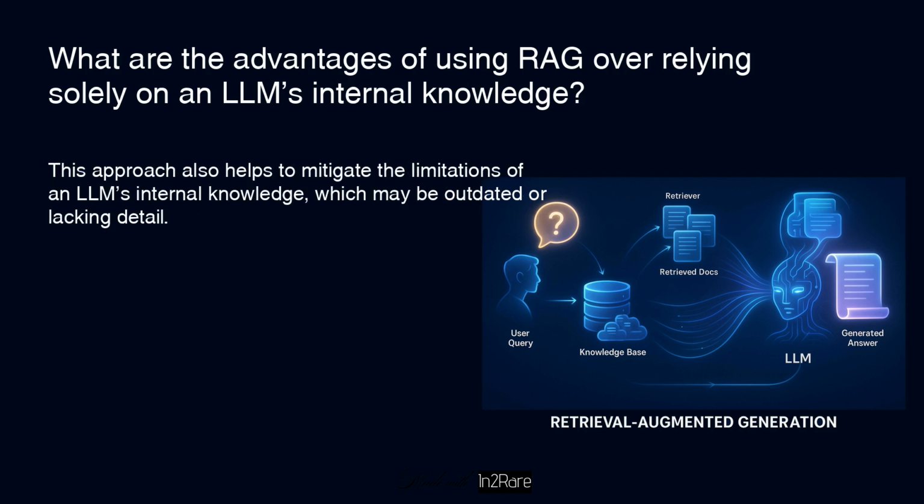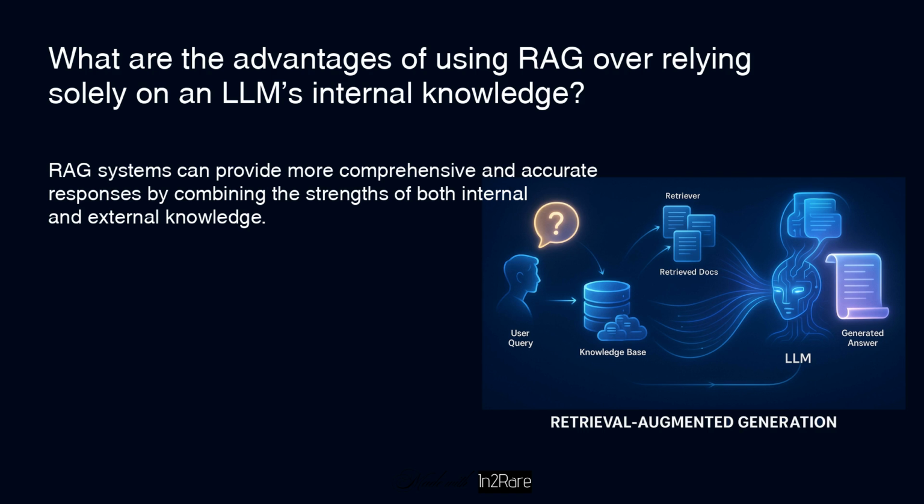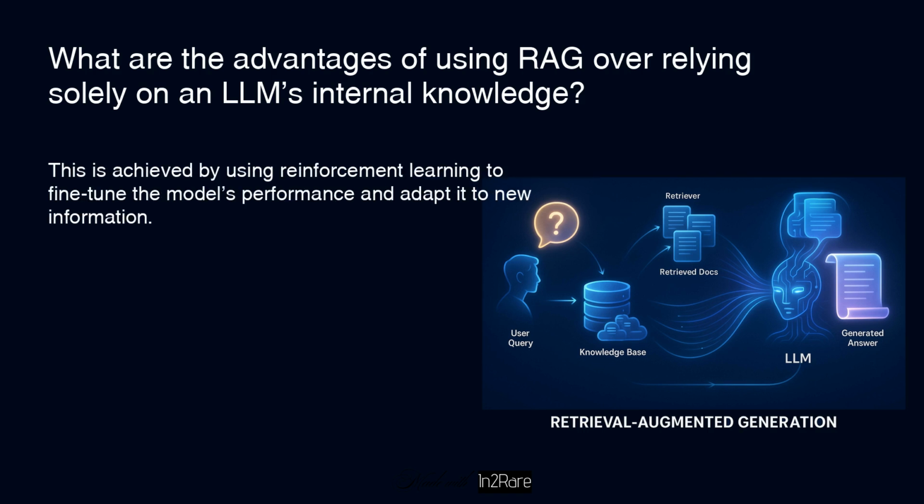This approach also helps to mitigate the limitations of an LLM's internal knowledge, which may be outdated or lacking detail. RAG systems can provide more comprehensive and accurate responses by combining the strengths of both internal and external knowledge. This is achieved by using reinforcement learning to fine-tune the model's performance and adapt it to new information.